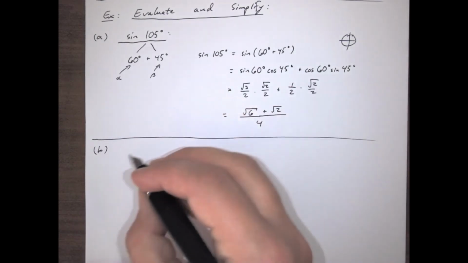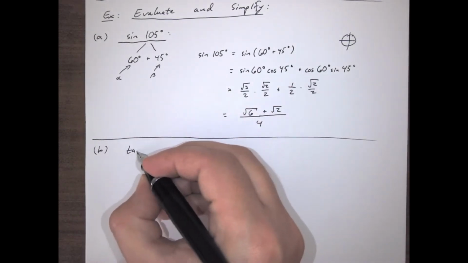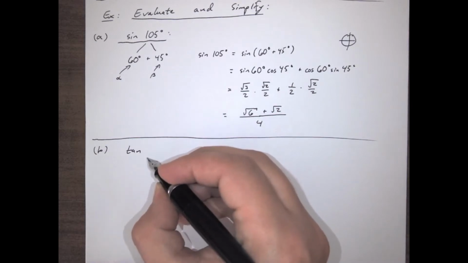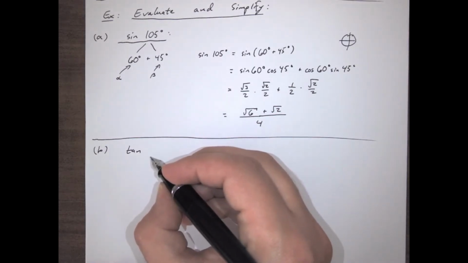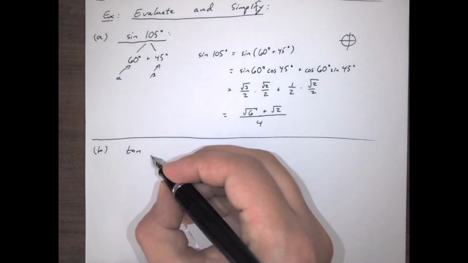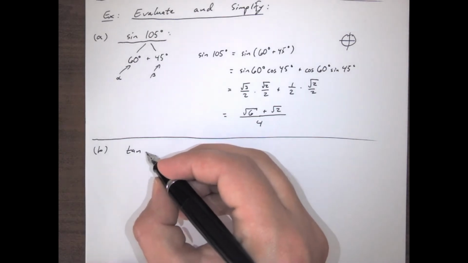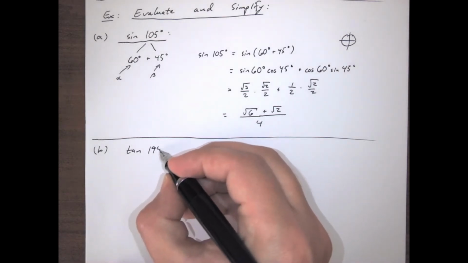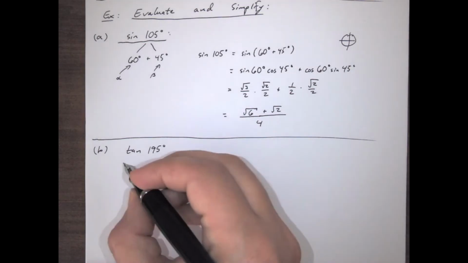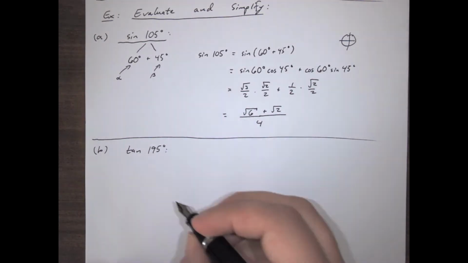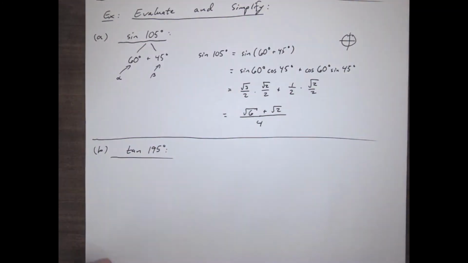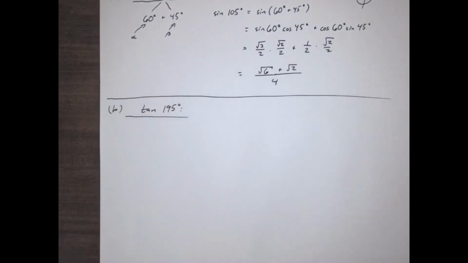Okay, let's try one with tangent. The tangent one is the most complicated one as far as the simplification goes for these, and the reason is, well, you're about to see. So a tangent of 195 degrees. Again, degrees are easier to work with because it's easier to see how the known angles that we frequently work with relate to them.